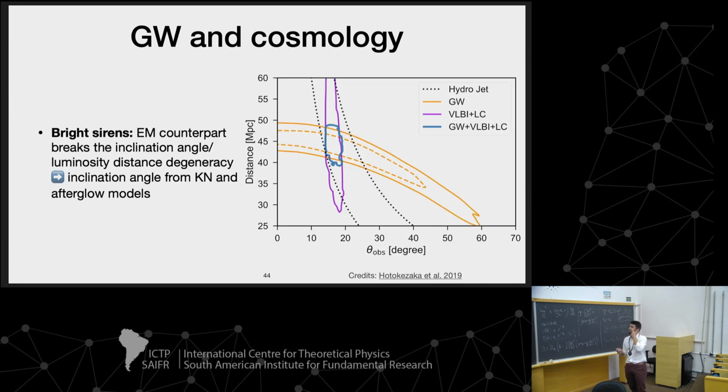Basically, we can do that with models, for example, of the kilonova or afterglow model. Because we can model the kilonova. This is basically the first slide I showed you before. Based on the luminosity of the kilonova, we can estimate the inclination angle, and so we can better constrain the luminosity distance and consequently the H naught.